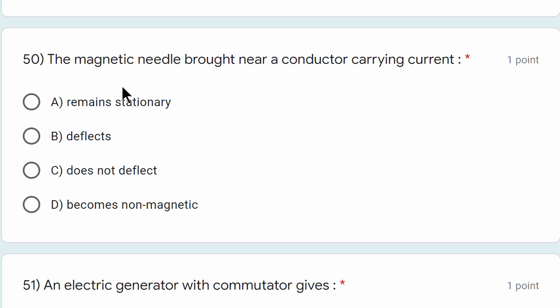50th question. What happens to a magnetic needle brought near a conductor carrying current? If current is flowing in a conductor, a magnetic field is produced. If a magnetic field is produced, what happens to the needle? It deflects. It deflects.